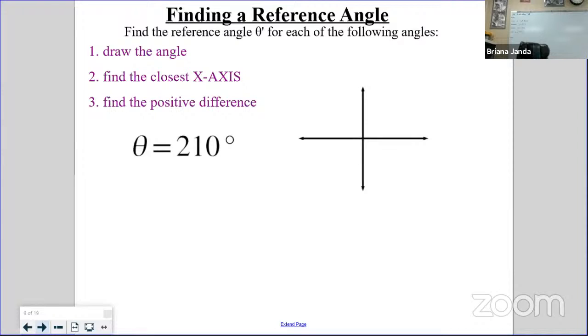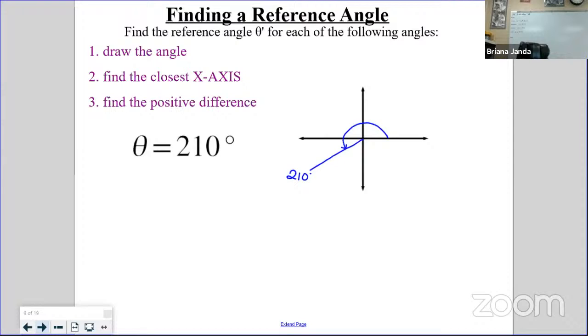Okay, so let's draw 210. 210 should put us into which quadrant? 3. Remember, if we're talking degrees, think in chunks of 90, 90, 180. If I got all the way to the next line, it'd be 270, and we didn't. So this is 210 degrees.